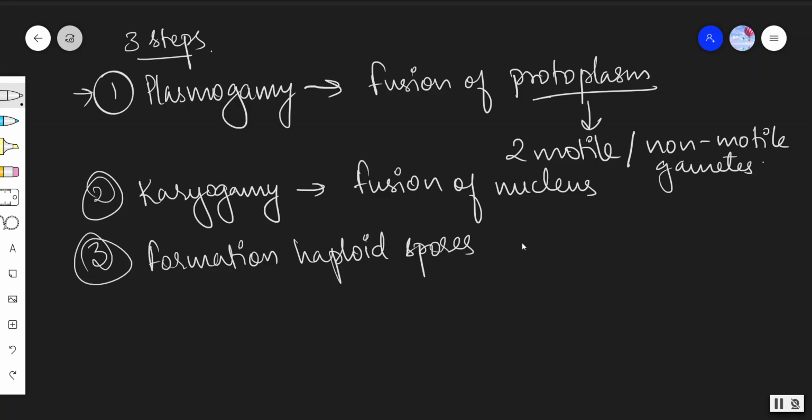But in some fungi, the fusion of 2 haploid cells immediately results in diploid cells. But there are some fungi like Ascomycetes and Basidiomycetes in which an intervening or intermediate karyotic stage occurs, which is known as dikaryon.